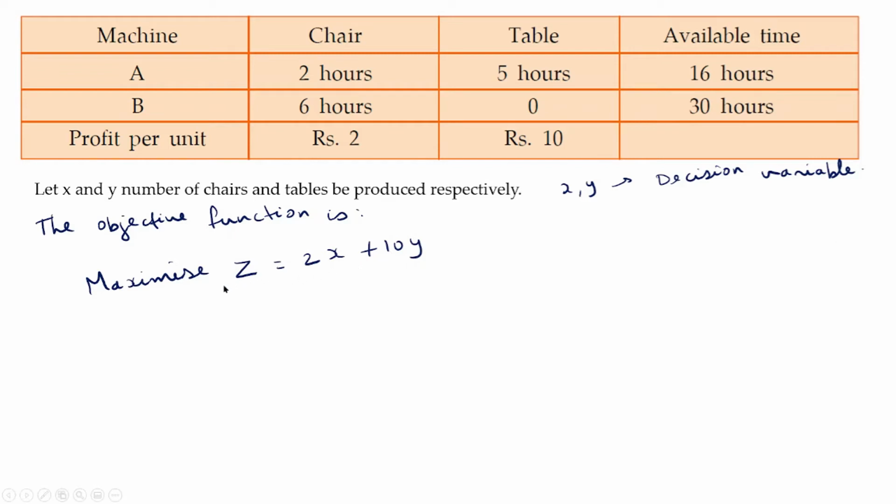Now to maximize z is equal to 2x plus 10y, we have some conditions which are given. These conditions are called the constraints. So we have a chair which requires 2 hours on machine A and 6 hours on machine B. A table which requires 5 hours on machine A and no time on machine B. The maximum available time on machine A is only 16 hours. So the condition for machine A is that machine A can operate only for 16 hours. So we have to maximize this subject to certain constraints.